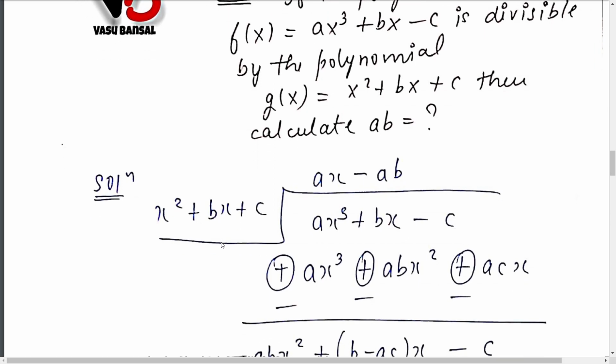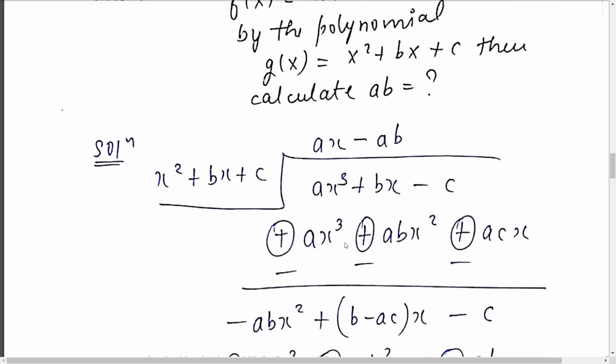So I'll use the division algorithm. First I'll multiply with ax, so this becomes ax cube. Then the next terms become minus abx square and acx on multiplying this entire with this. I've written these three terms. Then we invert the signs.